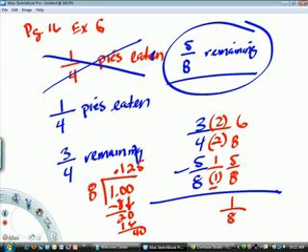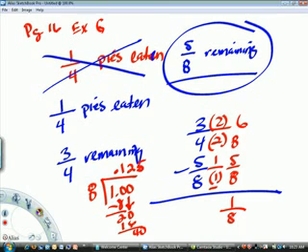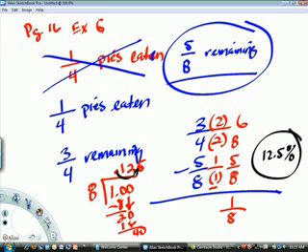So what's the final answer? Okay, so good job. So again, we need to move this decimal 2 places to the right, and that becomes 12.5%. That's all you have to do, is move it to the right. 12.5% of the pies were not eaten out of the remaining pies. Okay?